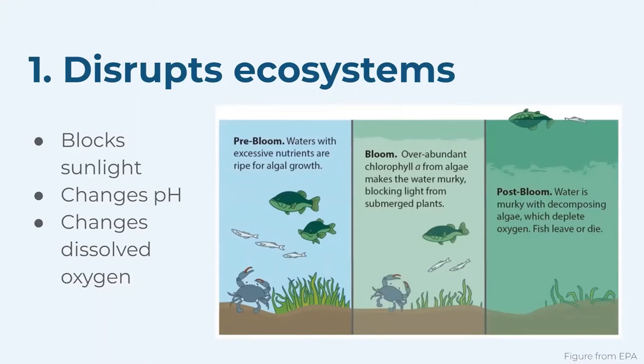And so really when you have a bloom occur, you change the entire food web. You're taking out aquatic plants, you're changing phytoplankton, so microscopic plants in the water body, changing water quality. And so a bloom can be really disruptive to an ecosystem.